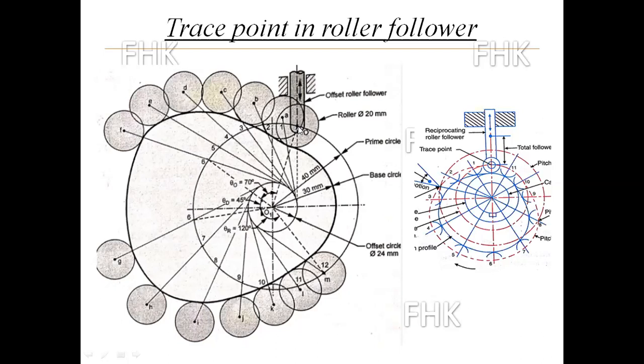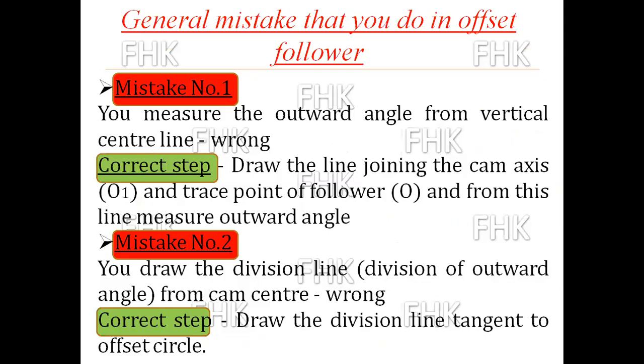So from the trace point, you join O1, and from this dotted line you will measure the outward stroke. Here the outward stroke is given as 70 degrees. So that 70 degrees is measured from this line, which is nothing but O1O, and O is the trace point of the roller follower, which is nothing but the axis of the roller. So don't make this mistake while drawing the cam profile.